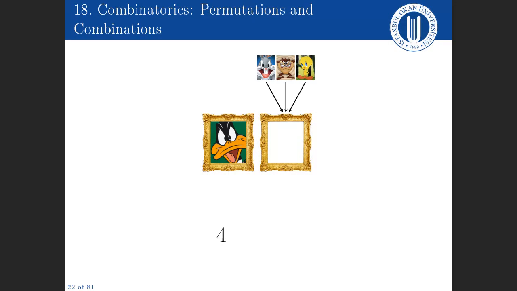How could we calculate that without having to make a list of all of the possible ways to do this? Let's go back to the previous idea. We've got two picture frames and we want to fill them with our pictures. For the left picture frame, we have four different choices. We can either put Bugs or Taz or Daffy or Tweety. Let's say that we put Daffy here. And then we move to the second picture frame. There's three different pictures left. We're going to choose one of these. Let's suppose we choose Bugs. There's four multiplied by three or 12 different ways to hang two pictures out of four without repetition, if the order is important, in a specific order.